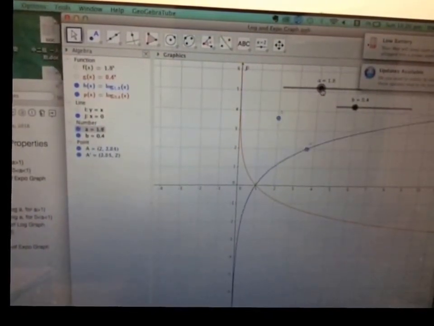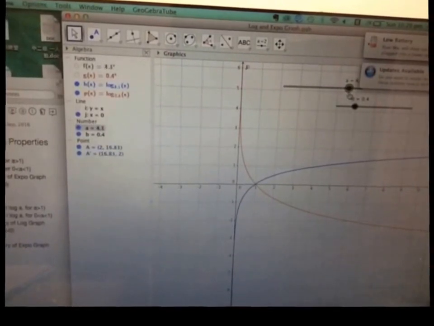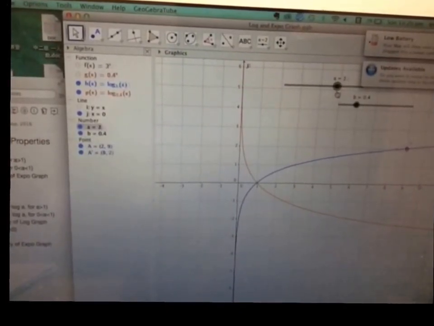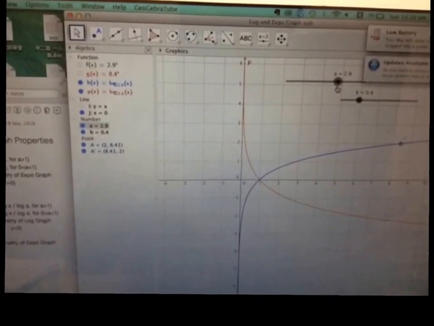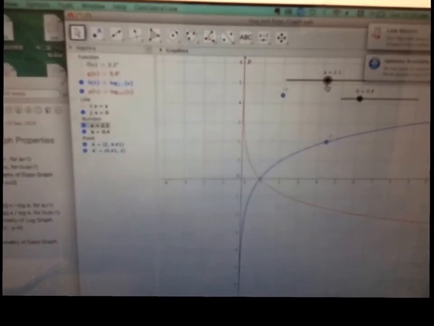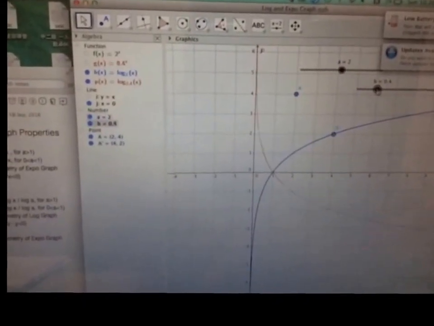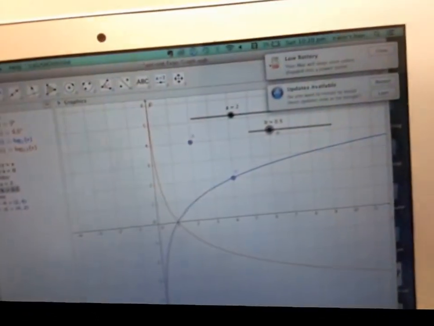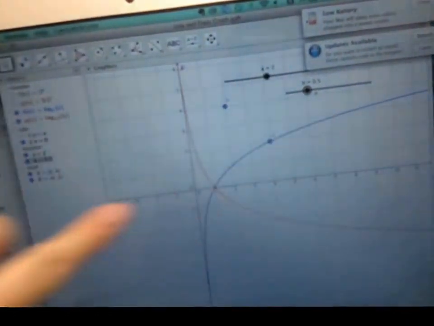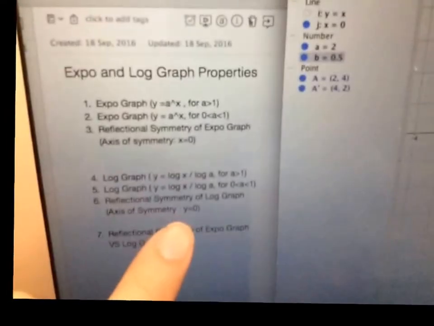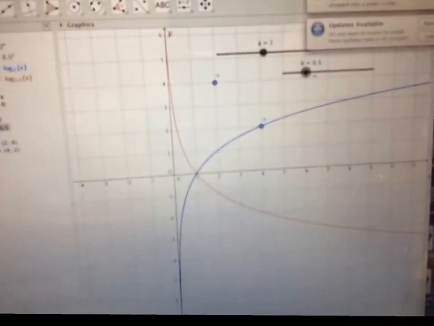So you can note the pattern and you can memorize it for your reference. And there's also reflection symmetry. If this one is base 2, for example, and this one is 0.5, you see this is a reflection on the x-axis, y to 0. Okay, and I'll show you why.